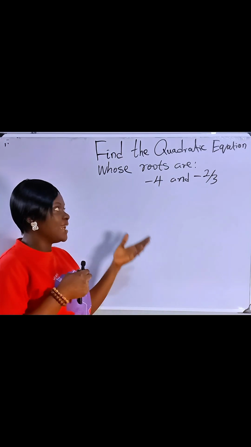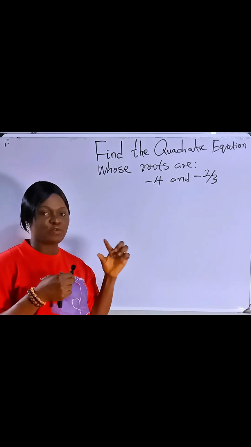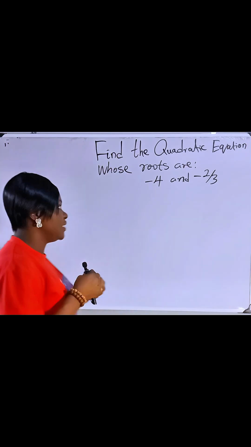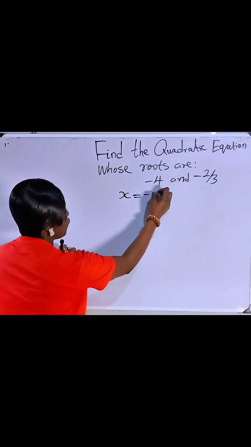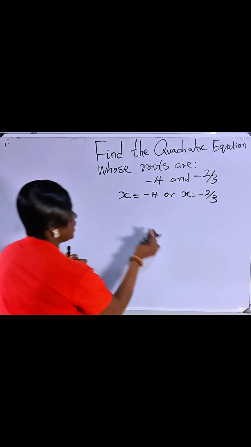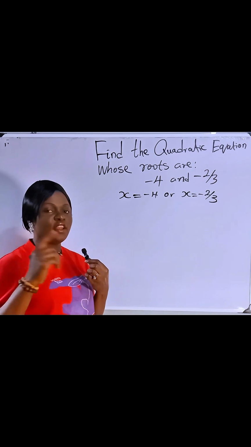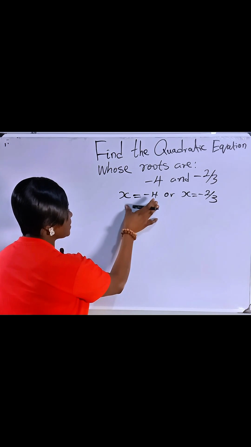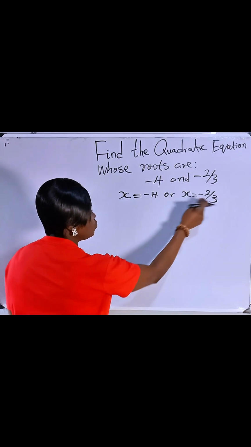And how do we start? These two roots simply mean that these are the values of x that satisfy that quadratic equation. Let's start by equating this to x. So x equals -4 or x equals -2 divided by 3. These are the two values of x that satisfy the given quadratic equation. The next thing we are going to do is to equate these two terms to 0.